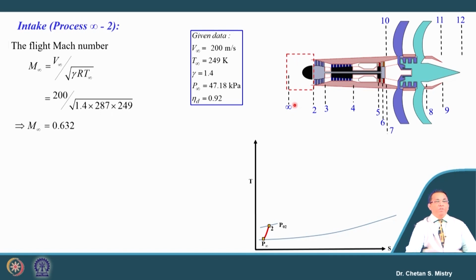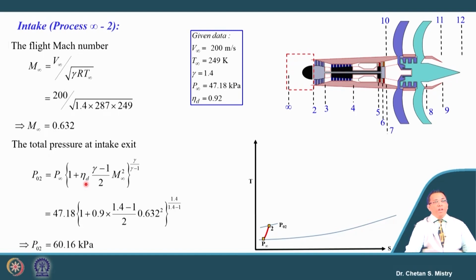Once we have information about the flight condition, we can correlate the diffuser efficiency in terms of pressure. The outlet pressure at the intake is what is given in terms of diffuser efficiency. For the current numerical, the diffuser efficiency is given, it is 0.92. Let us put that value. If we put that value, the outlet pressure from this intake comes to be 60.16 kilopascal.